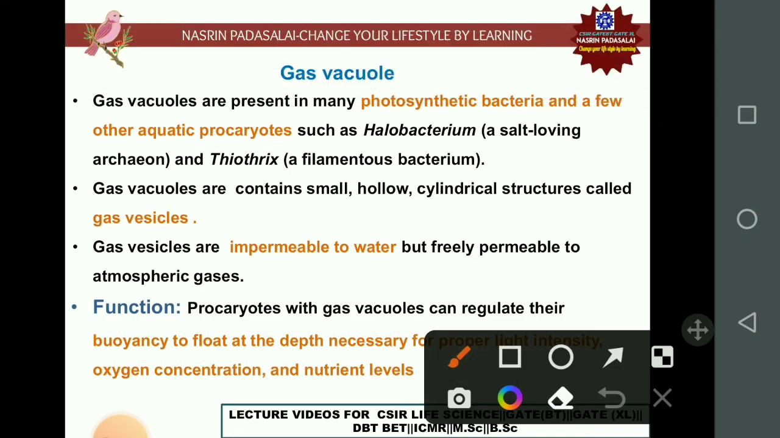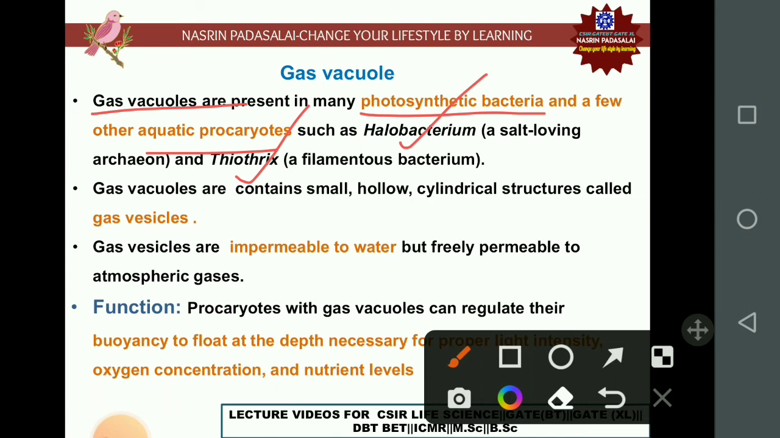Gas vacuoles are present in many photosynthetic bacteria, and in addition to that they are present in aquatic prokaryotes. Examples of aquatic prokaryotes include Halobacterium, which is a salt-loving archaeon, and another bacterium, Thiothrix, which is a filamentous bacterium. In these bacteria gas vacuoles are present.